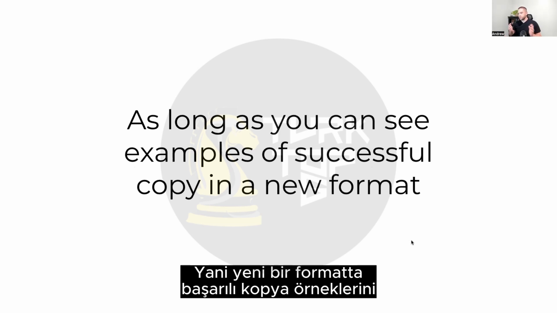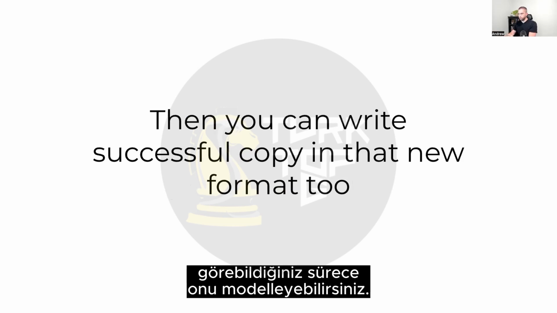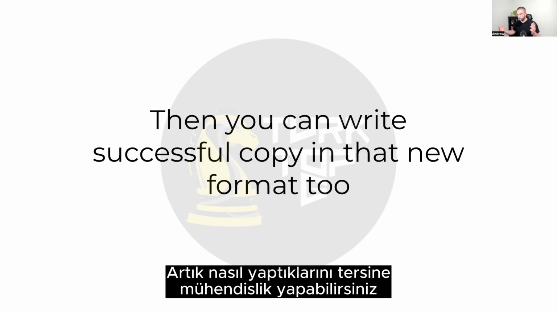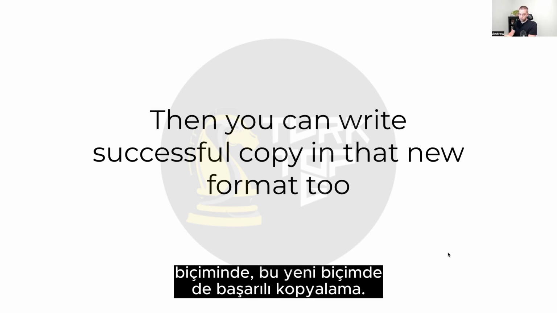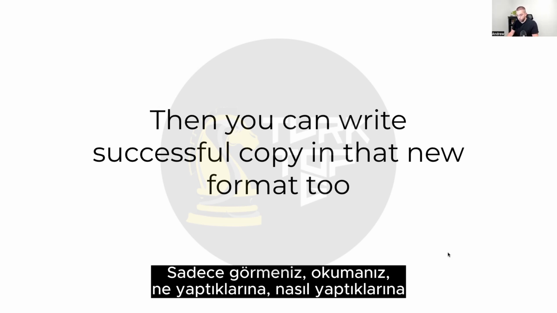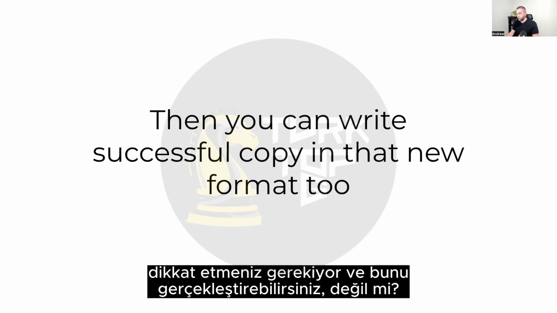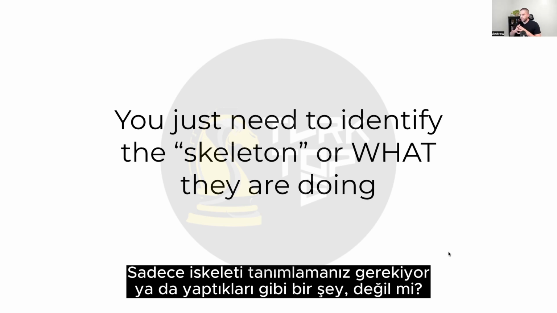So as long as you can see successful examples of copy in a new format, you can model it. You can reverse engineer how they did it, and then you can turn around and write successful copy in that new format as well. You just have to see it, read it, pay attention to what they're doing, how they're doing it, and you can make it happen, right? You need to just identify the skeleton, or what they're doing, right?